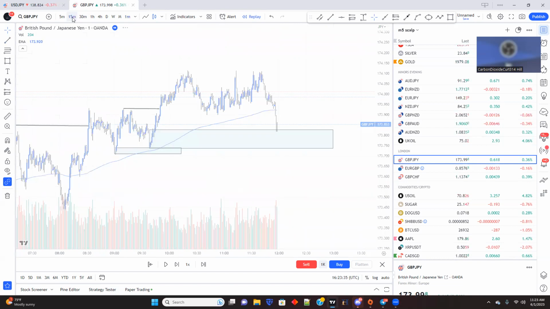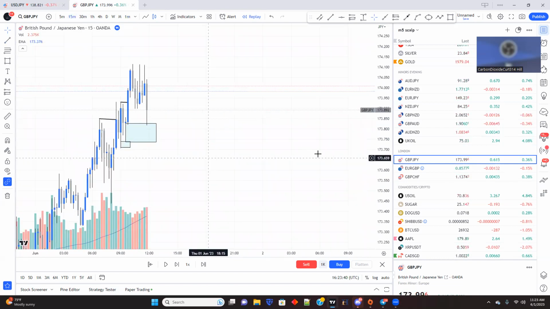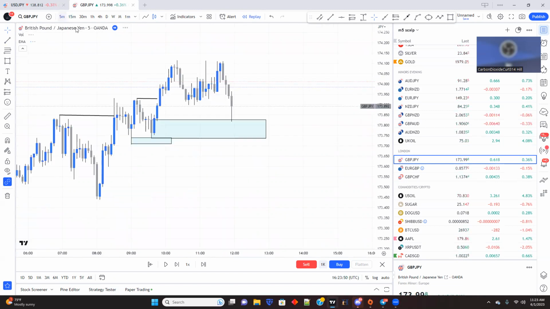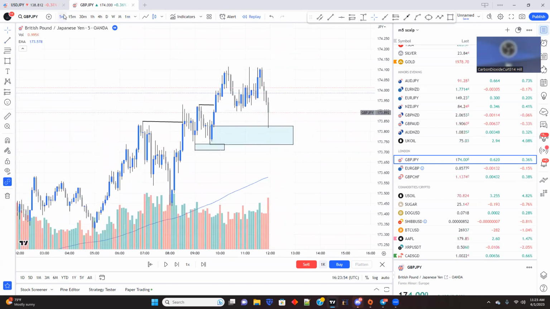Even on the M15, when you look at it, it'll be a wick. It'll be a doji, and inside of those wicks on the higher time frames are hidden demand zones on lower time frames. So it taps it.